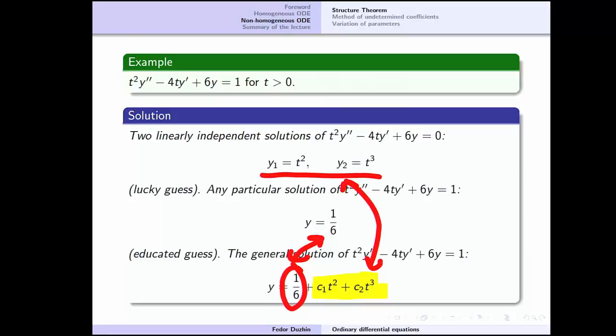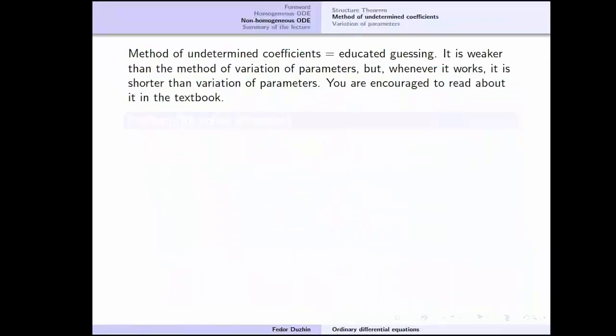So let me emphasize again that this structure theorem works for all kinds of second order differential equations, constant coefficients or non-constant coefficients, doesn't matter. It's just that if the coefficients are non-constant, then generally speaking we do not have a method to find two linearly independent solutions.